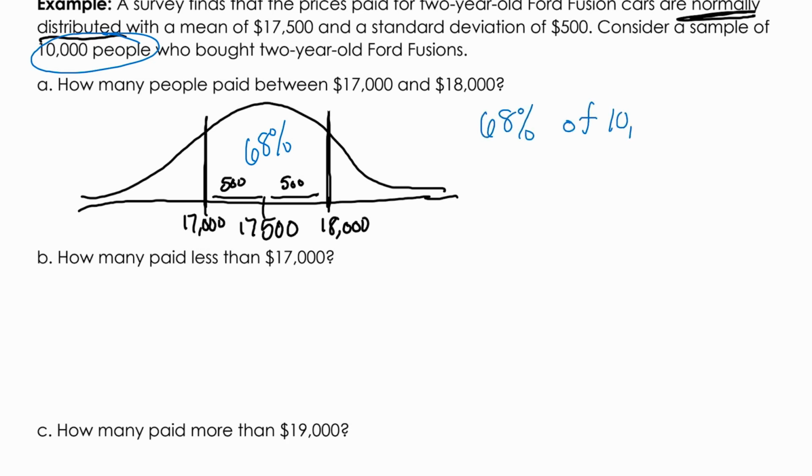68% of 10,000 people. When we do that, remember when you're finding a percentage of something, you put it in decimal form and you multiply. So I take 0.68 times 10,000 and I get 6,800 people.